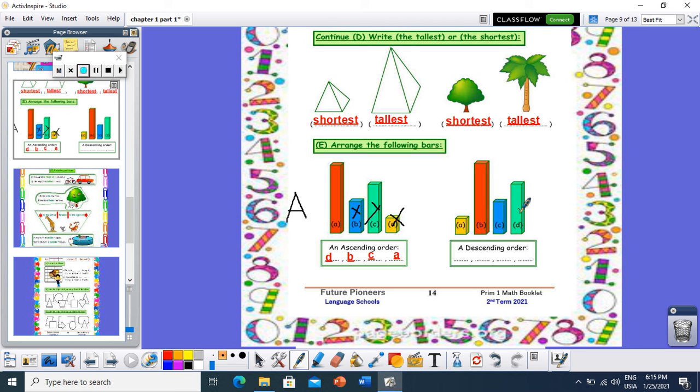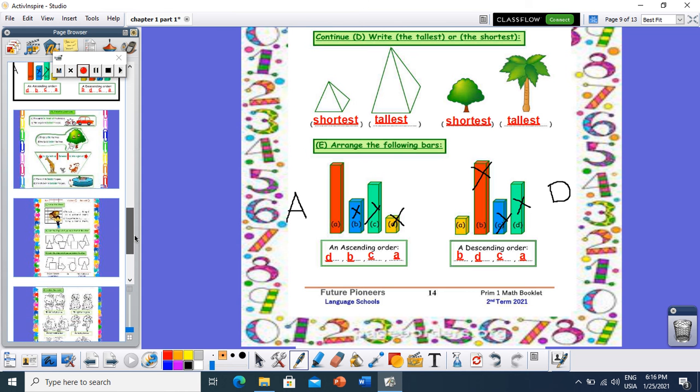Let's arrange them now in descending. Descending starts with letter D. D for dinosaur, so I will arrange them from the biggest to the smallest. Which one is the biggest? Number B. So I will write B first, then I will cross it out. A, C, D. Which one is the biggest? D. So I will write D, then I will cross it out. A and C, I will write C, then I will cross it out, then finally I will write A. So now I have arranged them in descending order.